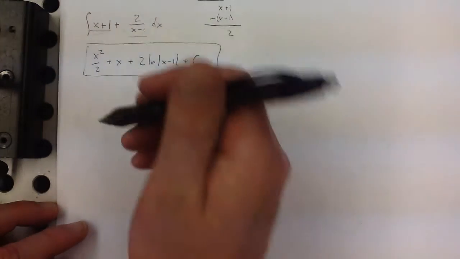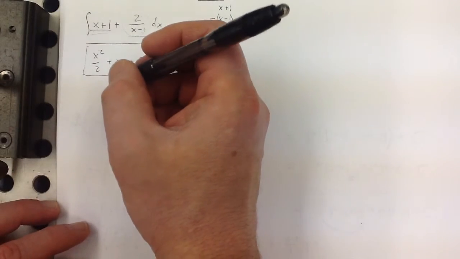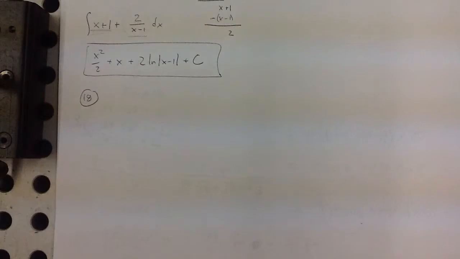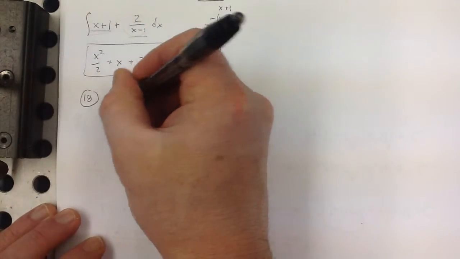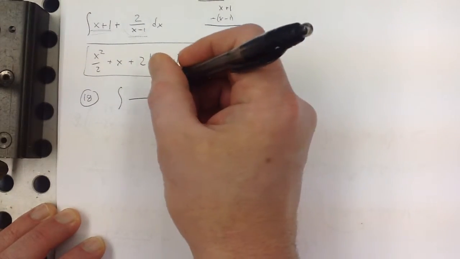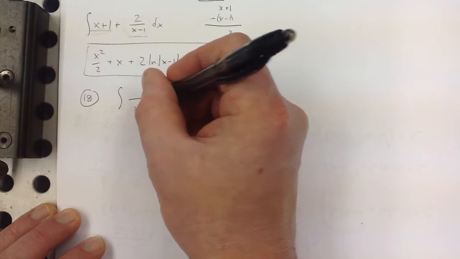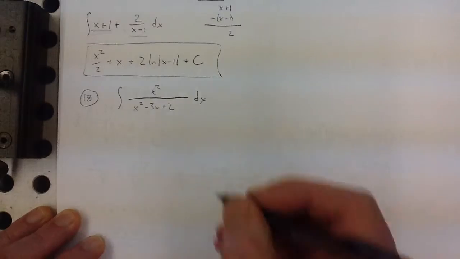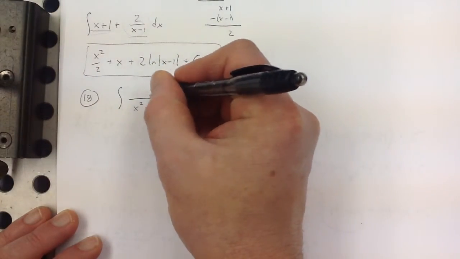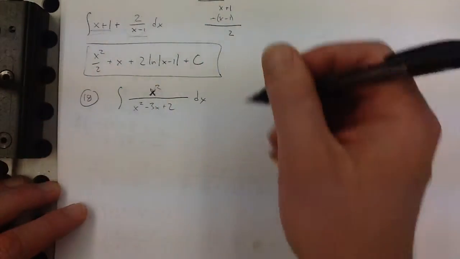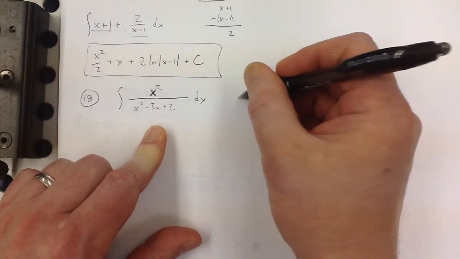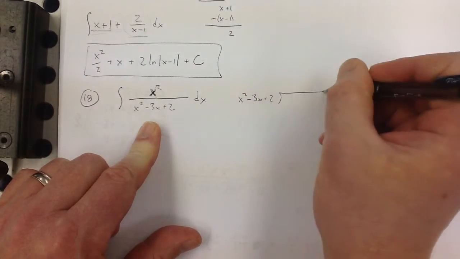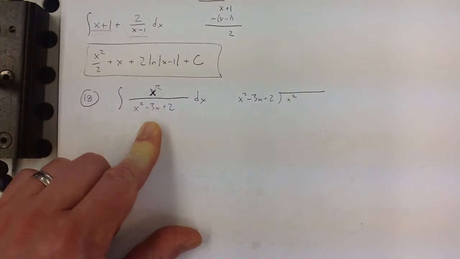All right. Last one of these we're going to do is number 18. I think this one's going to have long division and then a little bit more work. So we've got x squared minus 3x plus 2 on the bottom. The degrees are the same, so that means I have to long divide first. So x squared minus 3x plus 2 into x squared.